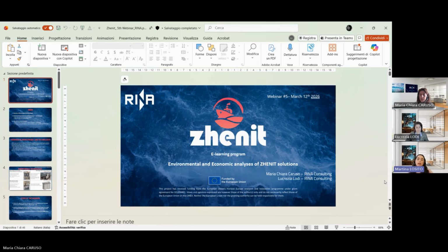The LCA is regulated mainly by 2 standards, the ISO standards 14040 and 14044, which provide the principles, framework, and also more specific information and guidelines for each step identified in the methodology.